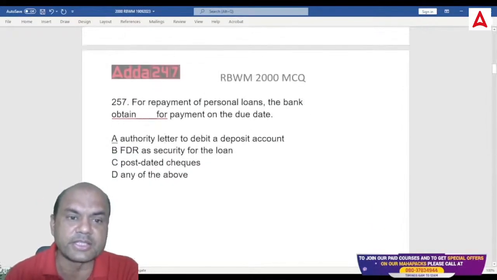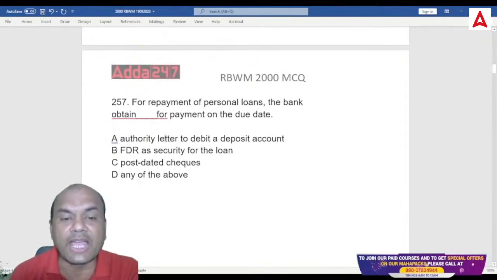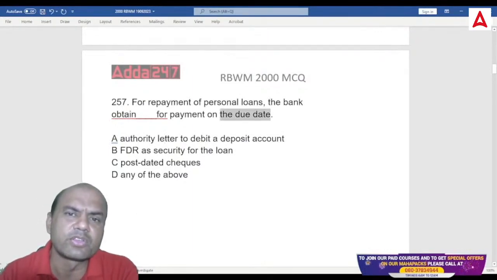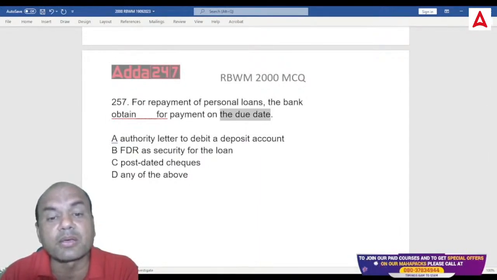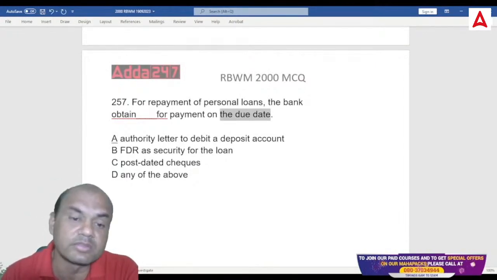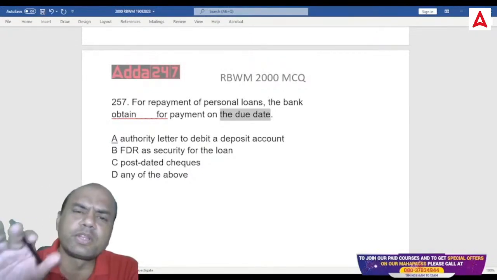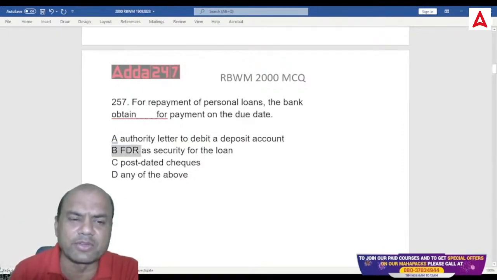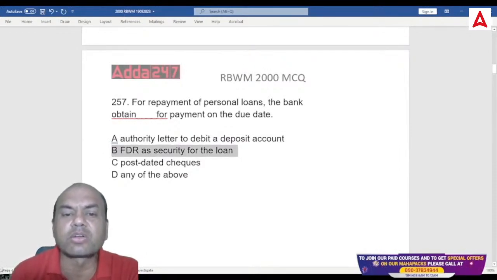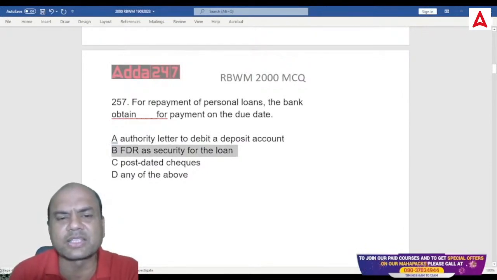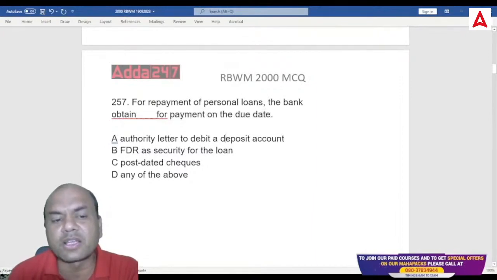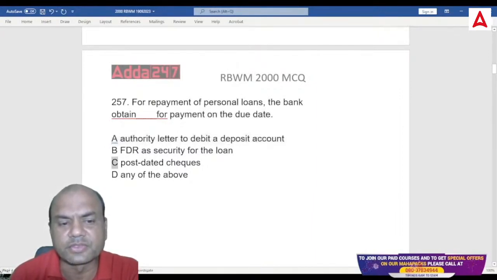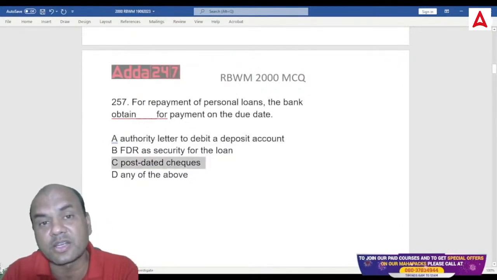Okay. Next one. For repayment of personal loans, banks obtain dash for payment on the due date. On the due date, the customer should pay. Means every month we have that EMI date, right? So for that date, what do the banks take? Authority letter to debit a deposit account, FDR as a security for the loan, post-dated checks, and any of the above. I know all of you will get confused between A and C, because B is not something which is taken for the due date point. FDR is taken as a security. That security has nothing to do with payment on the due date. All of you will get confused between A and C, because you feel both of them are right.